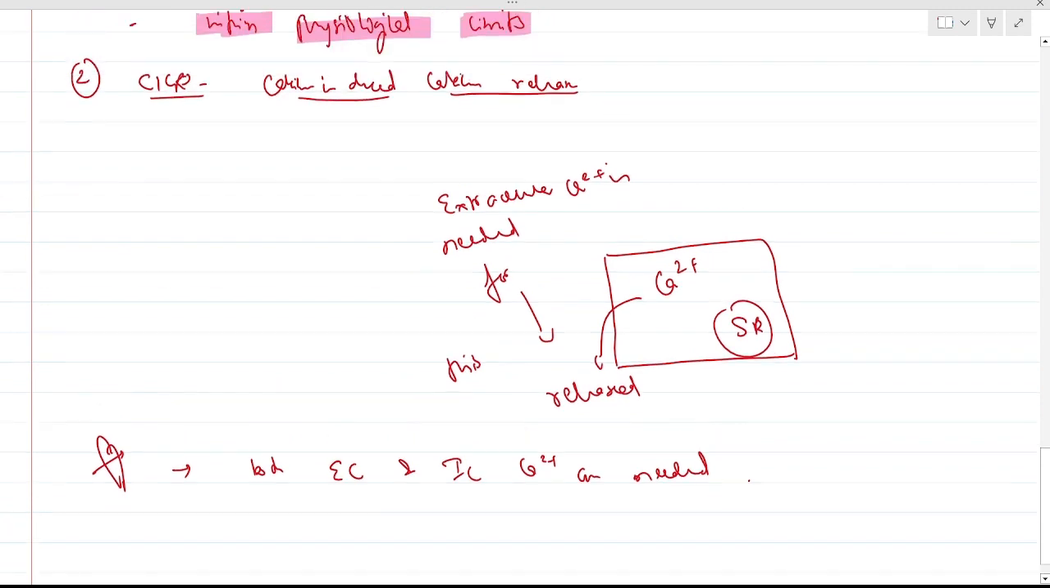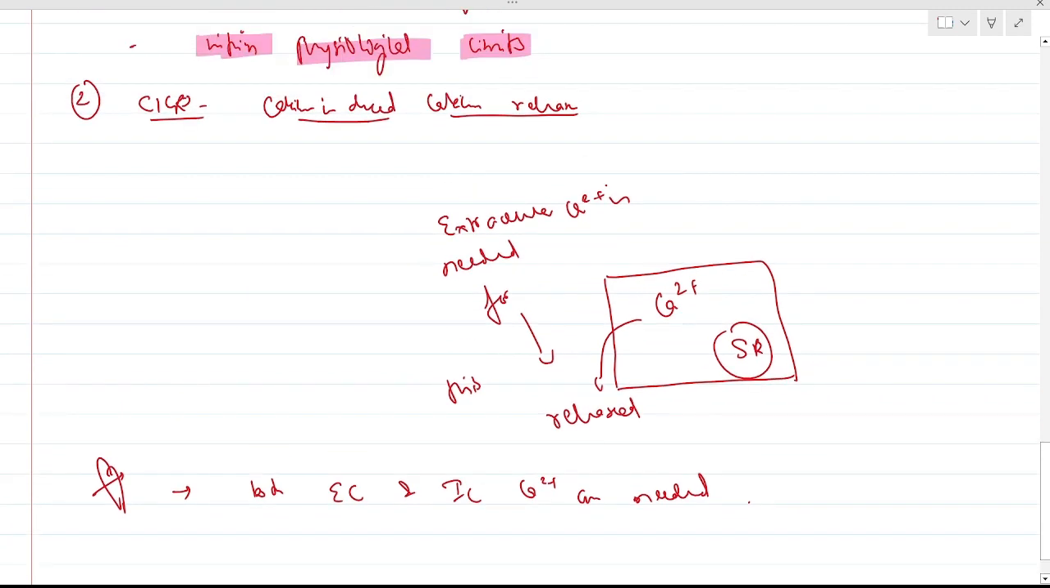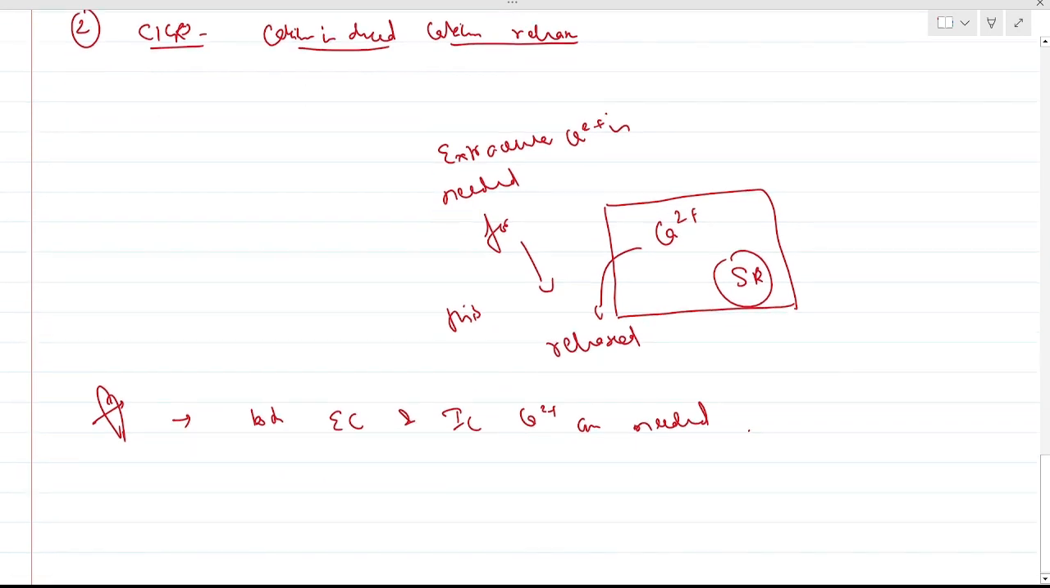But in skeletal muscle contraction, we have seen that only intracellular calcium from the sarcoplasmic reticulum is needed. Okay, yes. So now we go on to our third point.